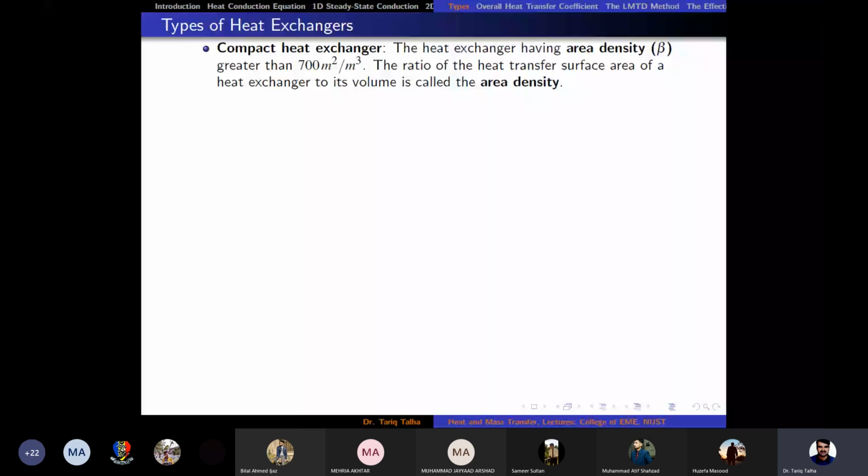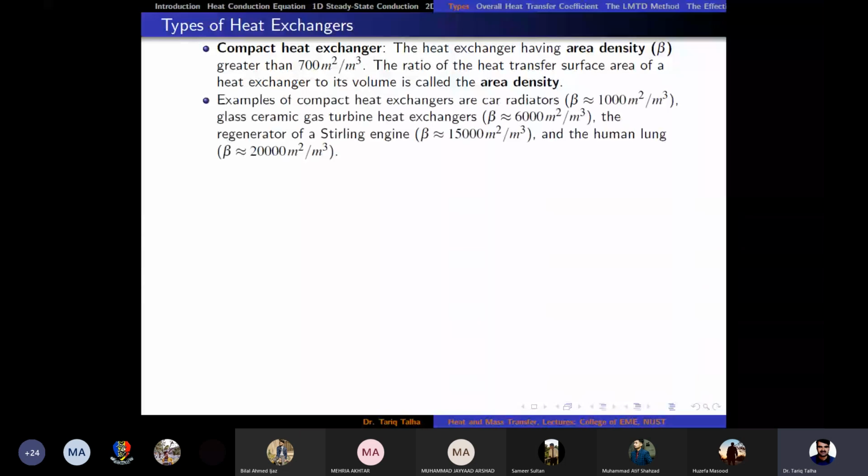Now, what is area density here? Area density is the ratio of heat transfer surface area of a heat exchanger to its volume. So it means that we are talking about the volume of that heat exchanger and the surface area available for the heat exchanger. So if I elaborate it, so examples of compact heat exchangers are car radiators in which this we call it beta. So beta is the area density. So that is 1000 meter square per meter cube.